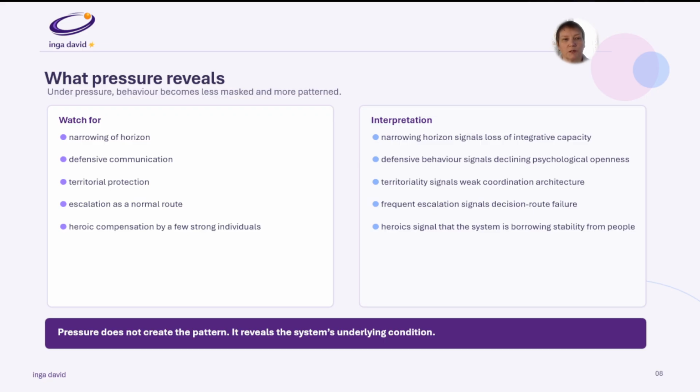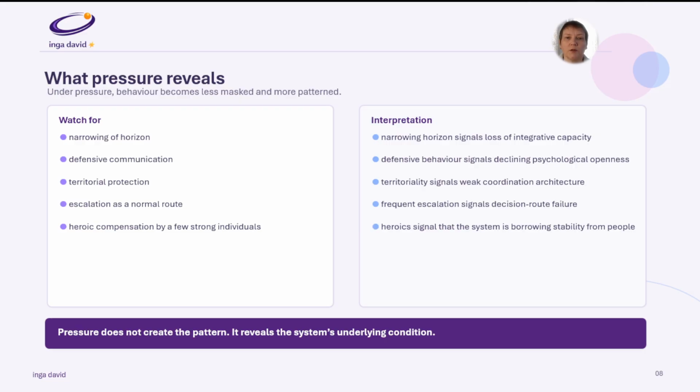What pressure reveals? Under pressure, behavior becomes less masked and more patterned. Watch for narrowing of horizon, defensive communication, territorial protection, escalation as a normal routine, heroic compensation by a few strong individuals.